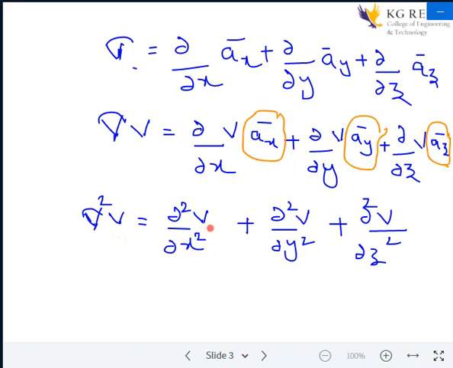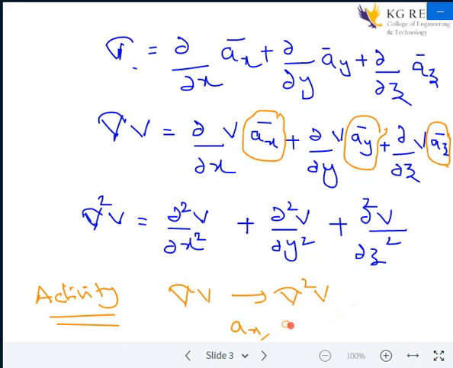Now I am asking a question, a small activity. When you convert from del V to del square V, what happened to ax, ay and az? Take 30 seconds and try to analyze what exactly happened in this equation.